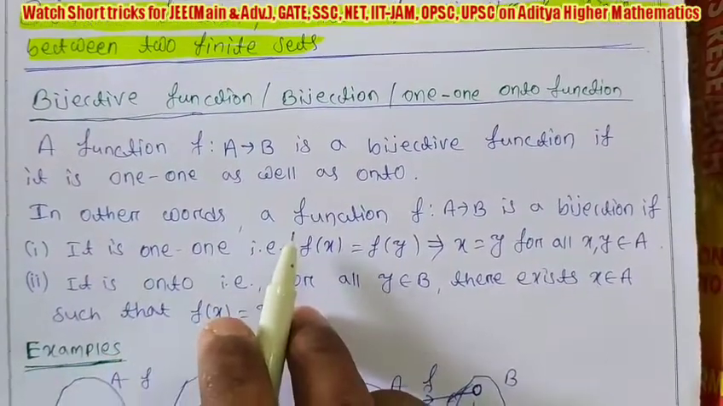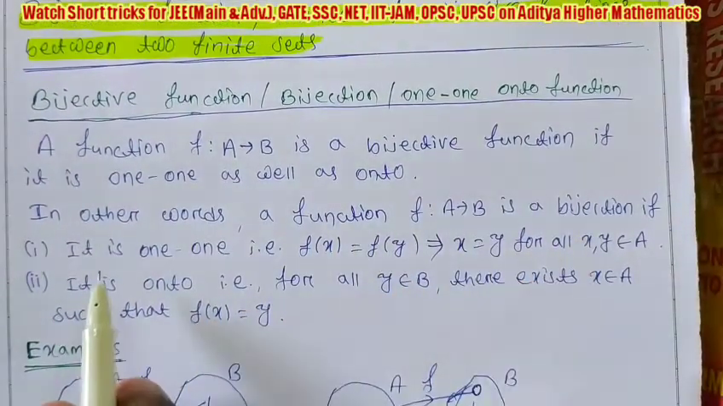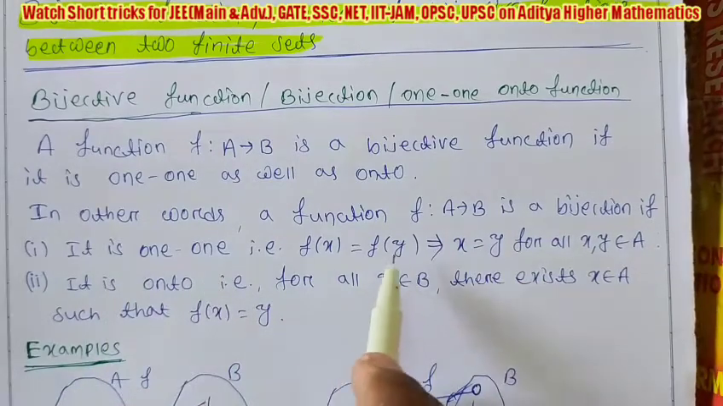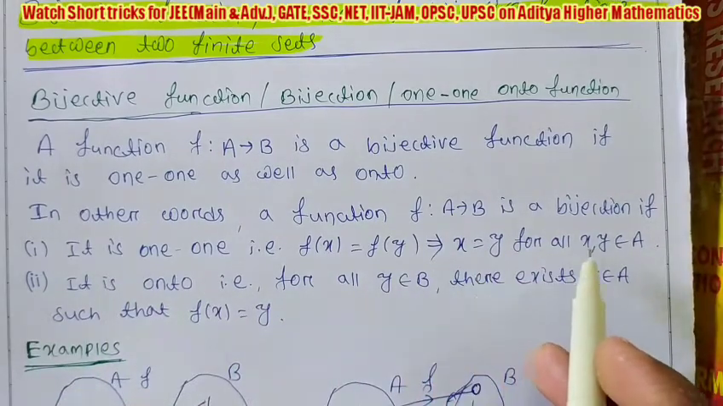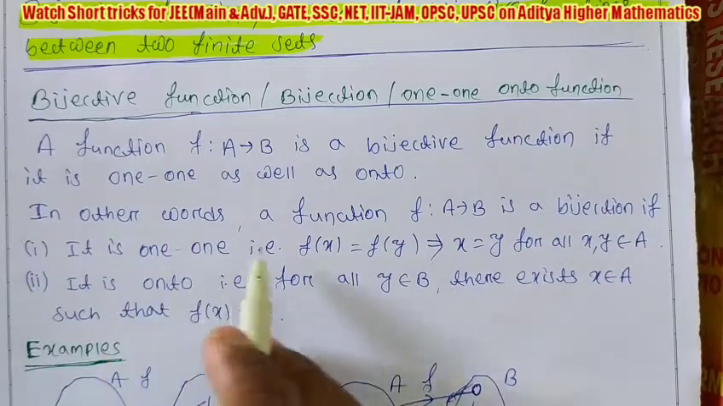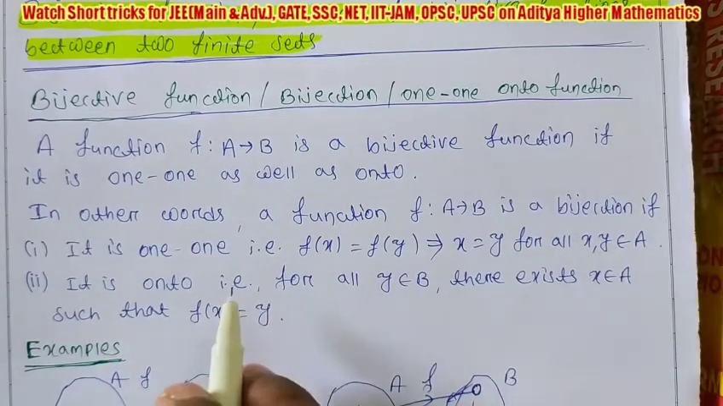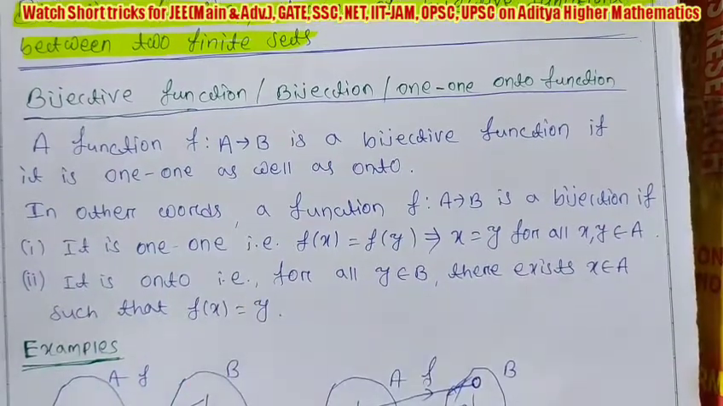In other words, we can say like this: for a bijective function, it is one-to-one, that is f(x) equal to f(y) implies x equal to y for all x, y belongs to A. This is the condition of one-to-one, and already I made videos to check one-to-one function. You can watch these videos for more concepts and more tricks.